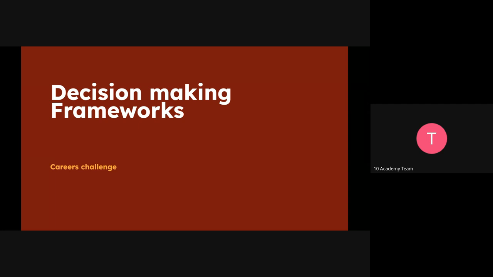And the last one is understanding different decision-making frameworks. Decision-making is one of the major things that we have to deal with every day, even in our personal lives.